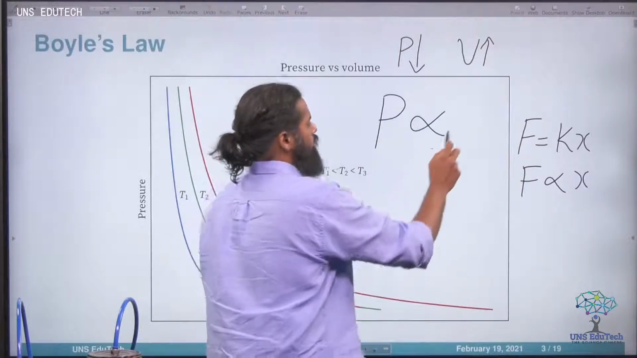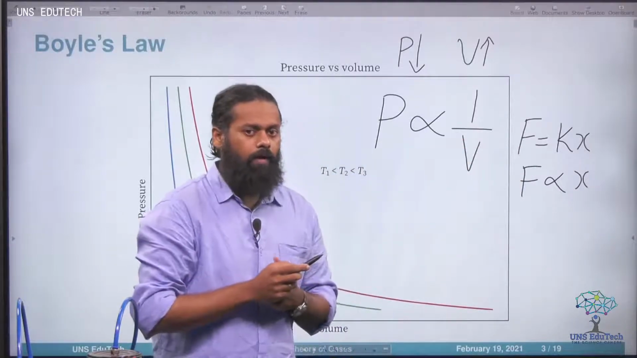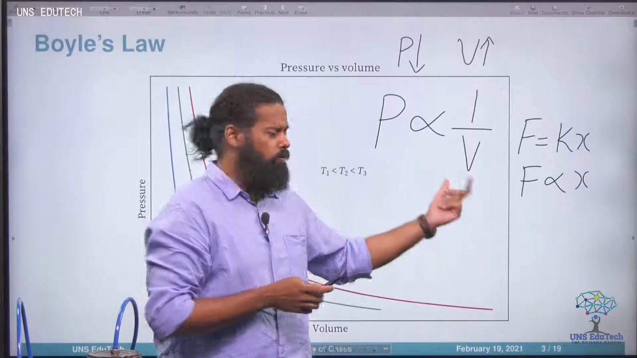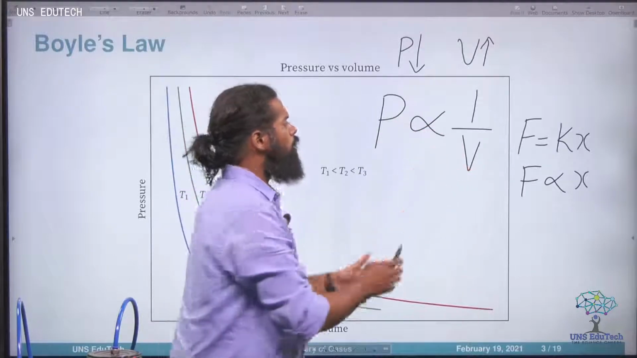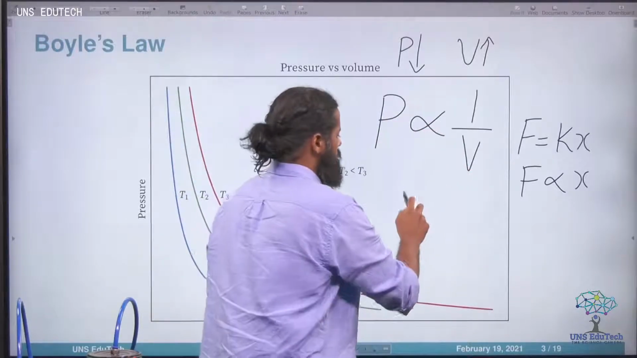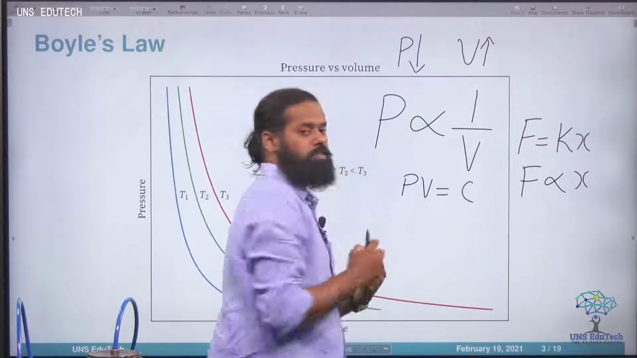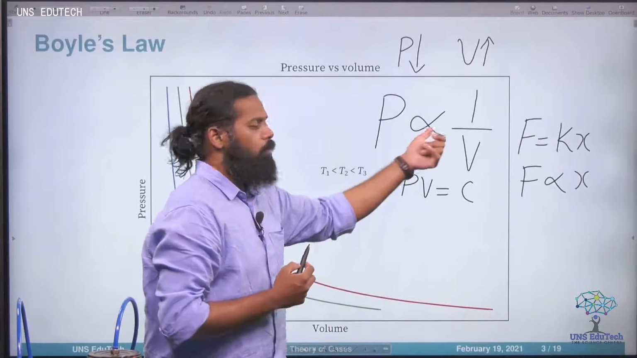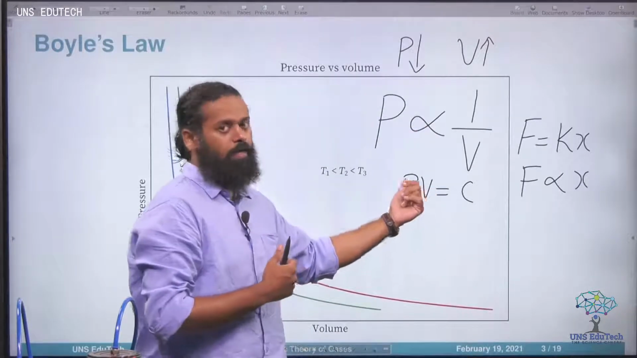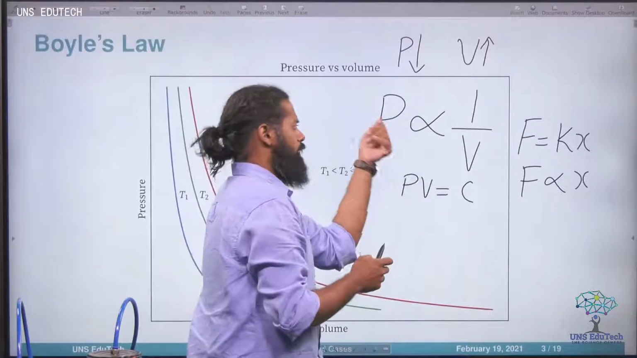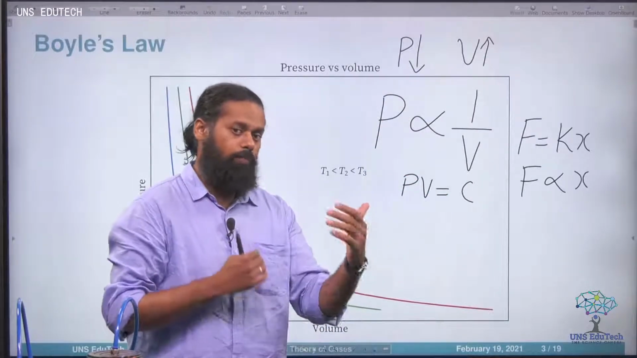Here you can say it is inversely proportional, or P is proportional to 1 by V. Another way we can write this is P into V is a constant, because in order to replace the proportionality we have to use a constant. So cross multiplying, PV is equal to constant. This particular relation is called Boyle's law.